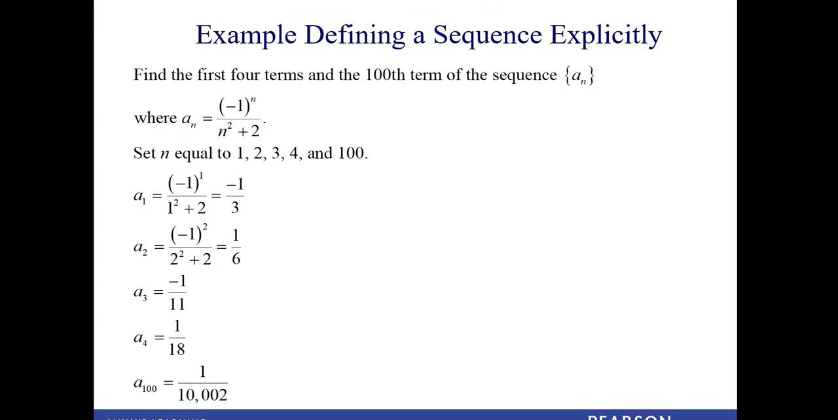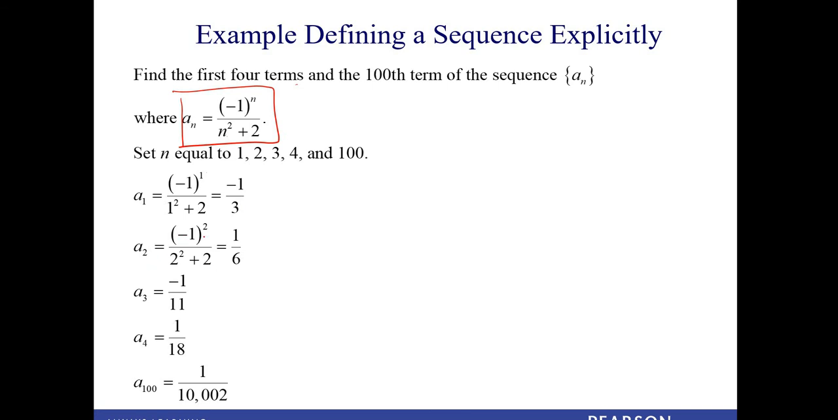So let's define a sequence explicitly. Find the first four terms and the 100th term of the sequence A sub n, where the rule for A sub n is A sub n equals (-1) to the nth over n squared plus 2. So setting n equal to 1, 2, 3, 4, and 100 will get us the first four terms and the 100th term. So A sub 1 is (-1) to the first power, just substituting 1 for every n value, over 1 squared plus 2, which is -1/3.